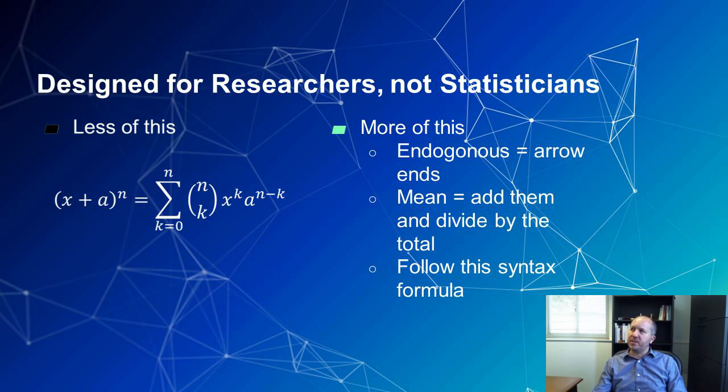And so less of this and much more of this. Endogenous equals arrow ends into it. Mean means you add them up and divide them by the total. And follow this syntax I give you, or this formula for the syntax, in order to do what you want to do. So we're going to be focusing a lot more on conceptualization and literacy and knowing how and when to use this as a tool.